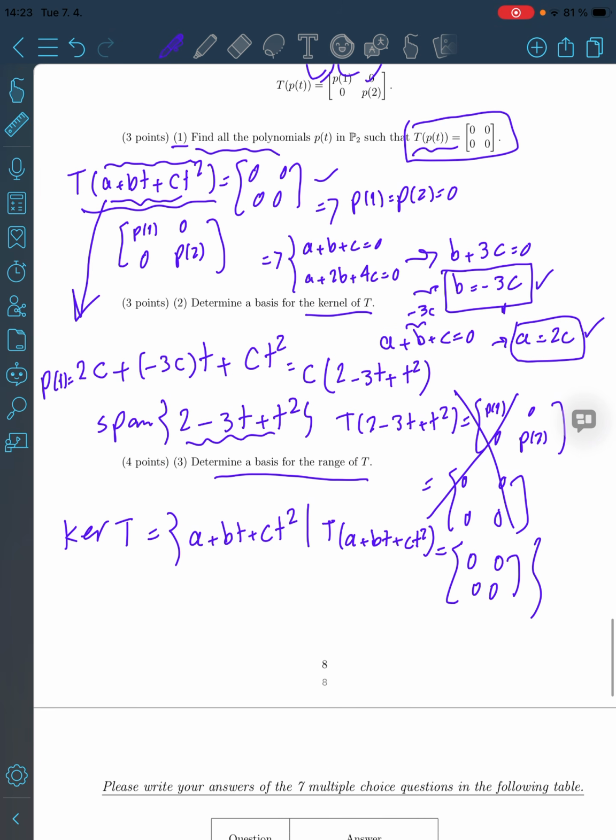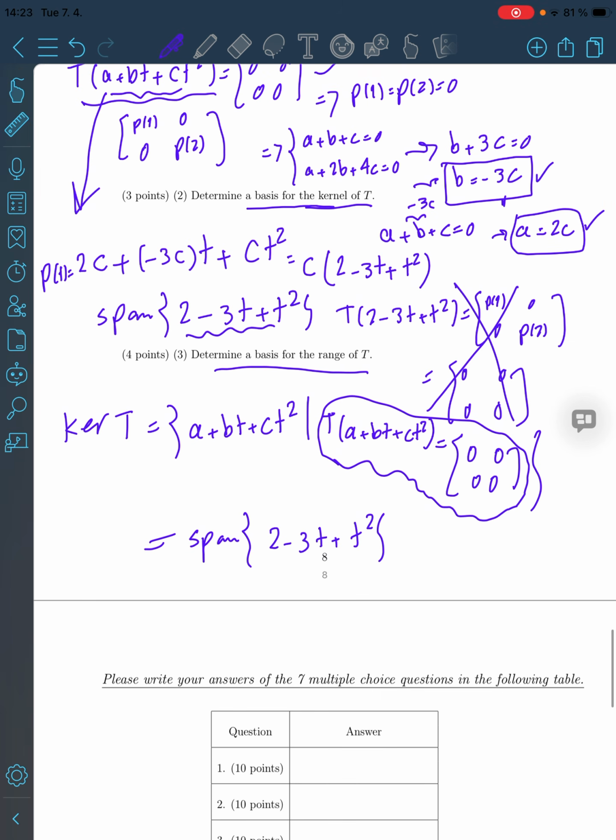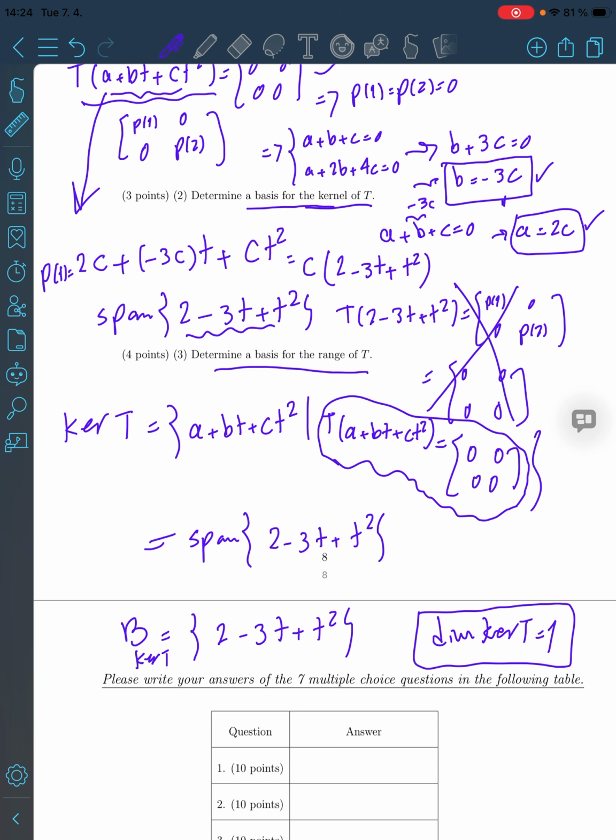Now, using the first part, because I already computed what those are from the first part, this is basically the span of 2 minus 3t plus t squared, right? But here, remember, I need a basis for the kernel. The basis is always a set of vectors. The basis for the kernel of T is basically this set, 2 minus 3t plus t squared. So the dimension of the kernel of T is equal to 1. You don't have to write that the dimension of the kernel of T is equal to 1, but I need that one to check my solution at the end of the day.